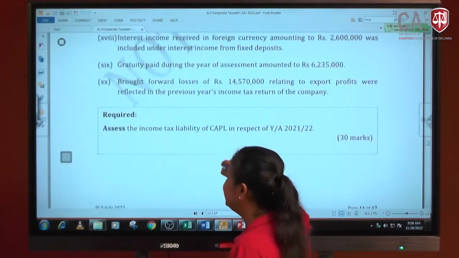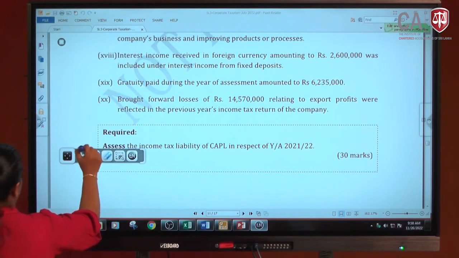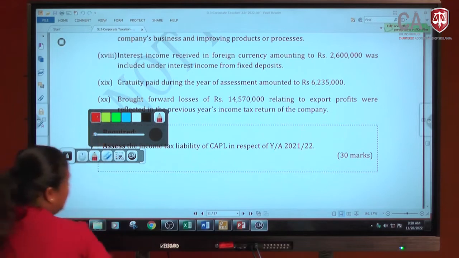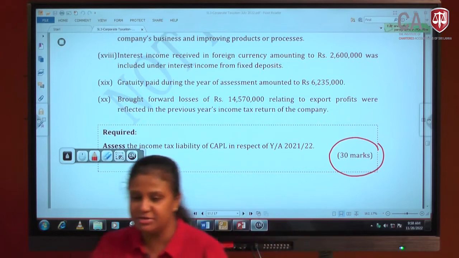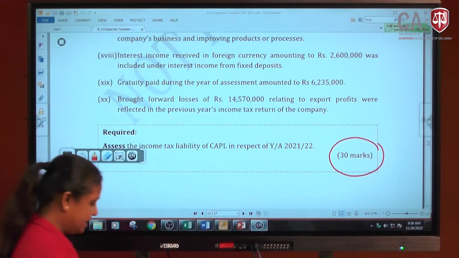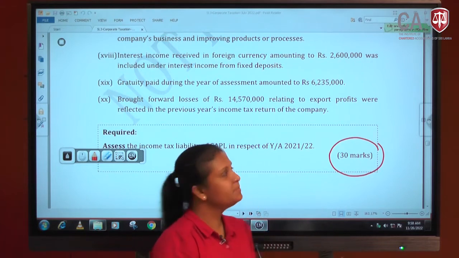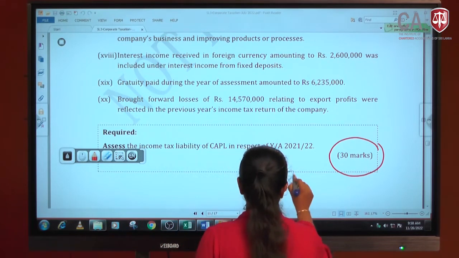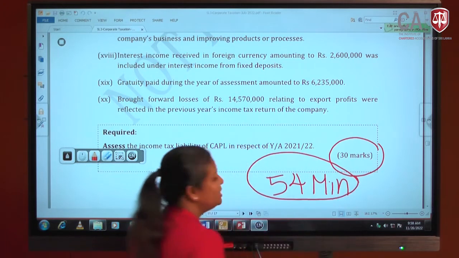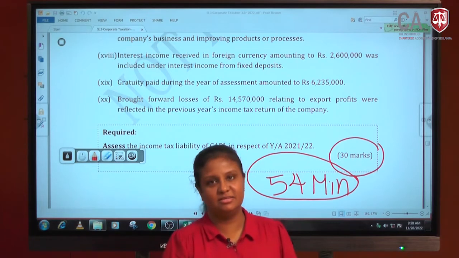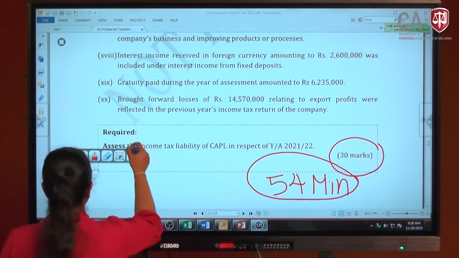and how many marks are allocated. This is the question, and what are the marks allocated? It's 30 marks. If I take 1.8 minutes per mark, then it's 54 minutes, which I need to tell you not to exceed. This is 54. Then afterwards, what's the requirement?